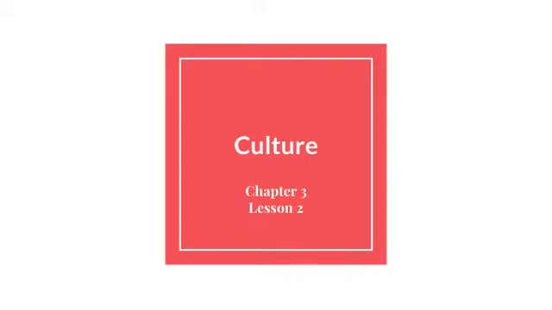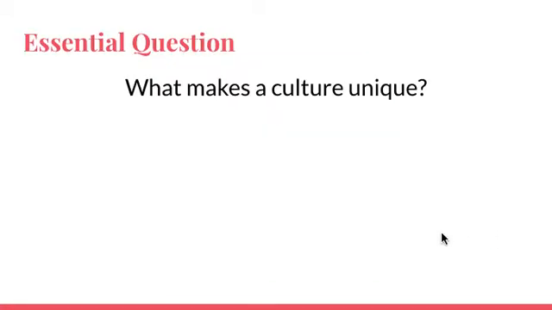In our study of world geography, chapter 3, lesson 2, we're focused on culture and the elements of culture. Our essential question for today's lesson is: what makes a culture unique? We're going to first define what culture is and then look at the different aspects that make the different places that we're studying in the world, the different peoples in the world, really unique.